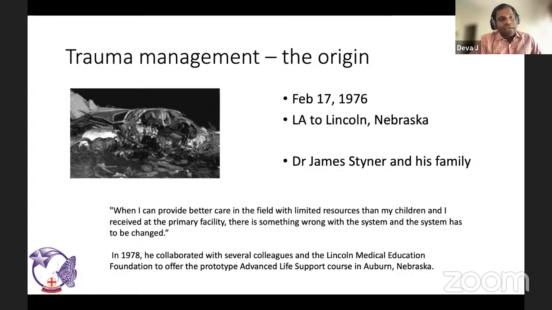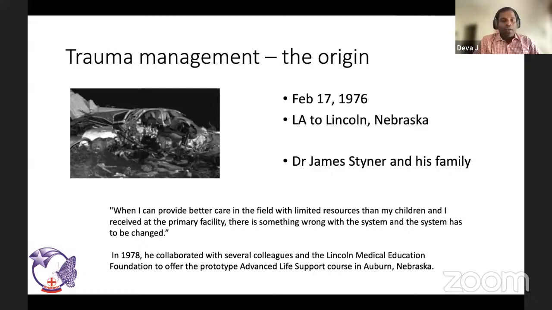So basically, he was able to triage his own family in a better way at the scene, and he was able to offer decent support at the scene than what the hospital had to offer. And that's when he thought, well, there's something not right here, and we need to change the system. And that's how trauma management was born. It was in 1978 that the first prototype of ATLS, the Advanced Trauma Life Support, came about in Auburn, Nebraska. So this is the history of trauma management.